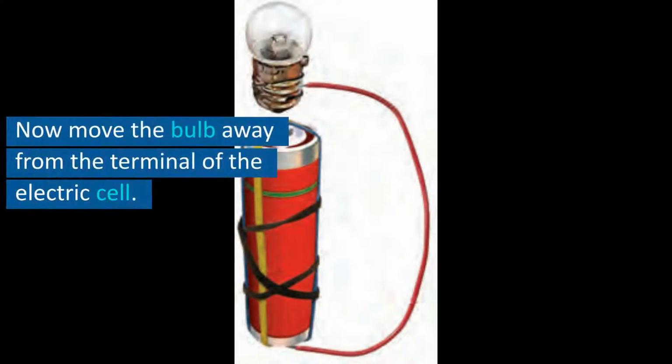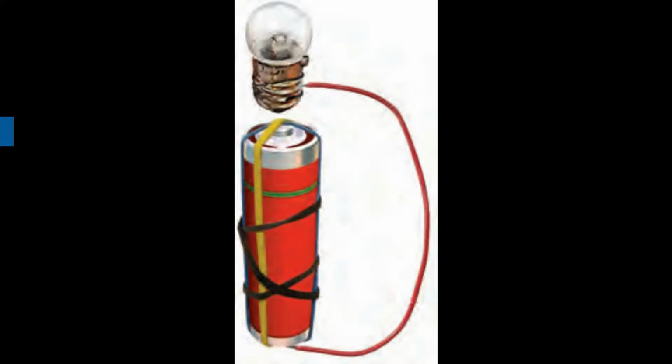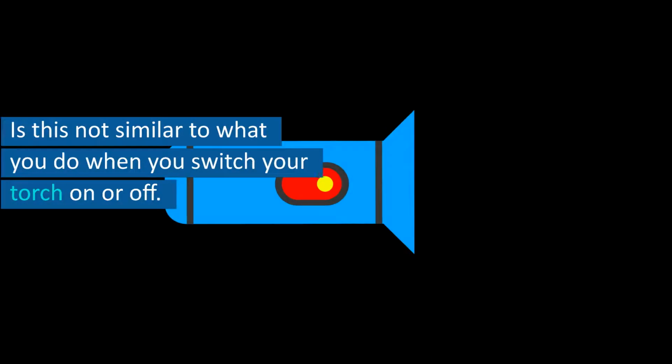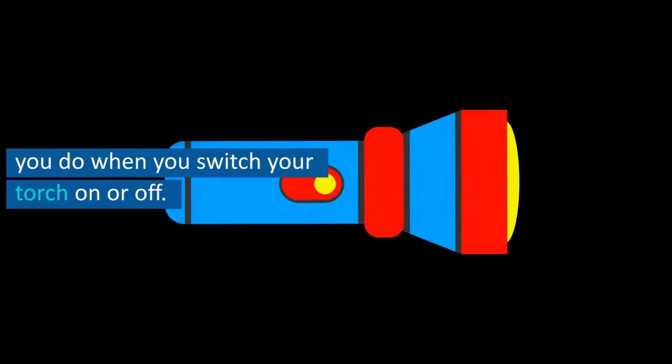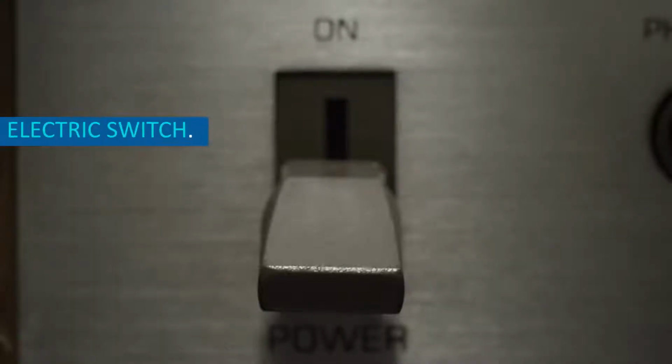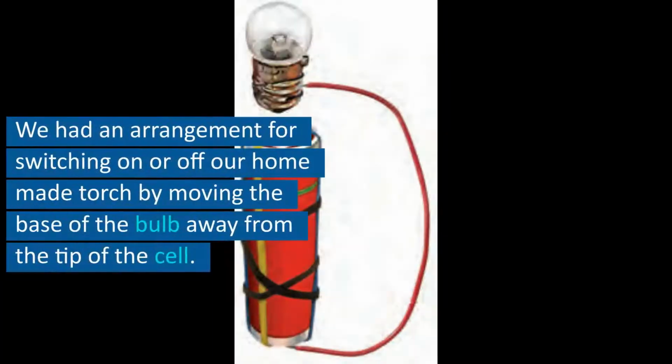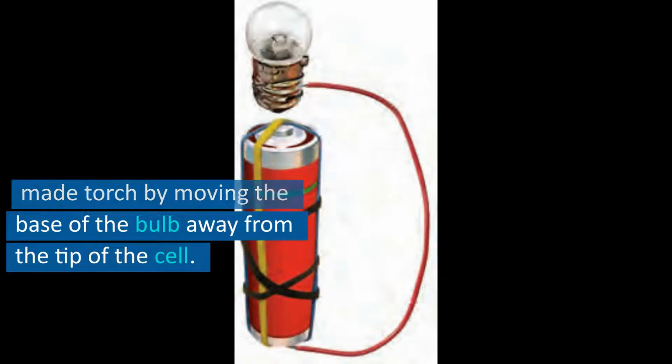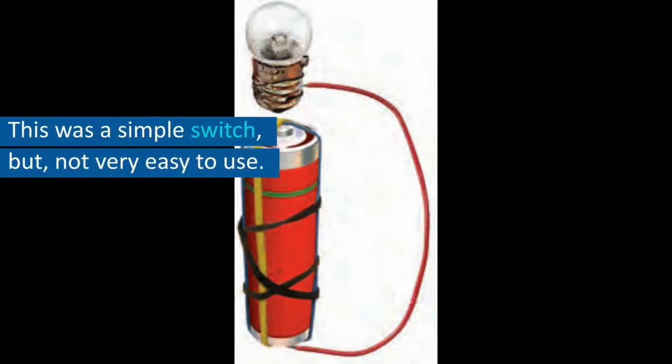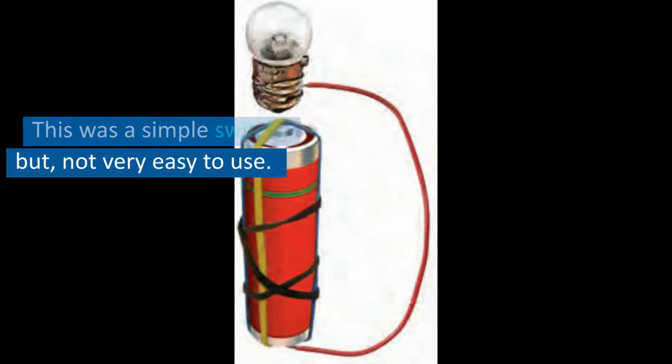Now move the bulb away from the terminal of the electric cell. Does the bulb remain lighted? Is this not similar to what you do when you switch your torch on or off? Electric switch. We had an arrangement for switching on or off our homemade torch by moving the base of the bulb away from the tip of the cell. This was a simple switch but not very easy to use.